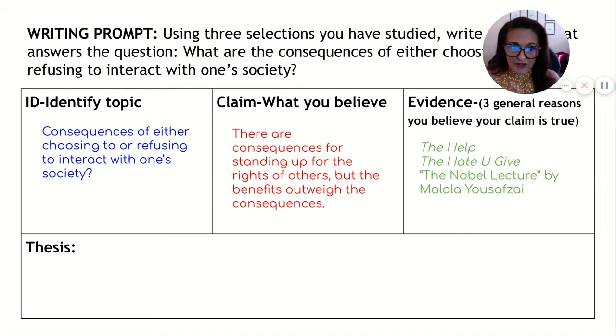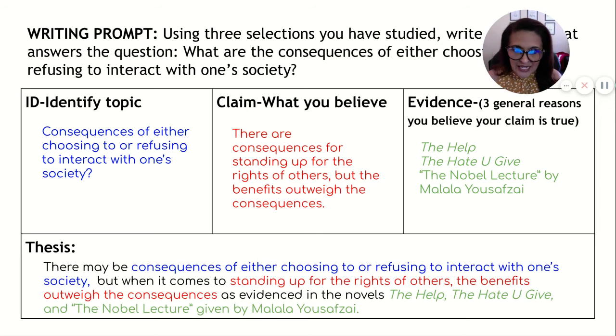Once I have all 3 parts of the puzzle, now it's time for me to go ahead and write my thesis statement. And to do this, I'm just going to take each part from the box. So I'm going to start with the topic and make sure that I mention that this has to be part of the consequences of choosing to or refusing to interact with one society. I'm going to make sure I include my claim that standing up for the rights of others, the benefits outweigh the consequences, and I need to include my evidence, all 3 selections that I will be using in my body paragraphs. And when I do that, I come up with this thesis statement.